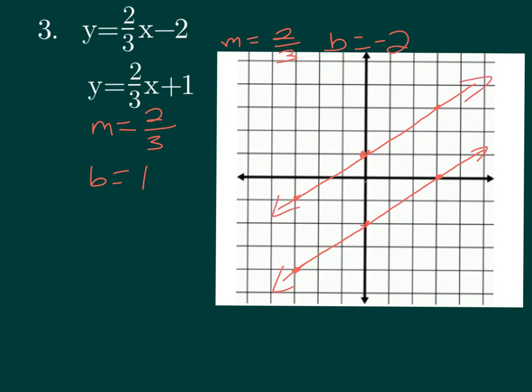Notice, what do the lines do? Okay, these are parallel. So when they're parallel, there is no solution because they don't intersect. Remember, if you need a solution, they have to intersect. All right, there you have it. That's solving systems by graphing.